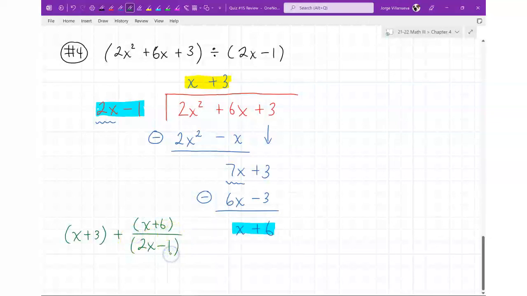I really don't like the way that turned out. I wish I could have made this a little different there, but the answer is the same. It's remainder over what you're dividing by. Okay, and this should be your answer.